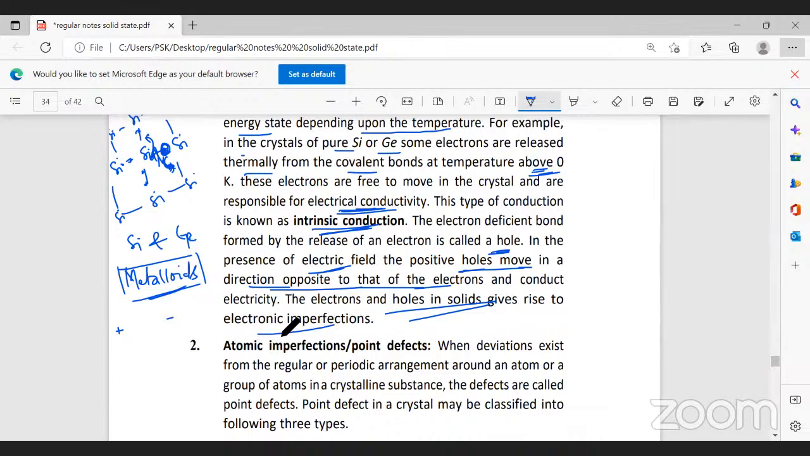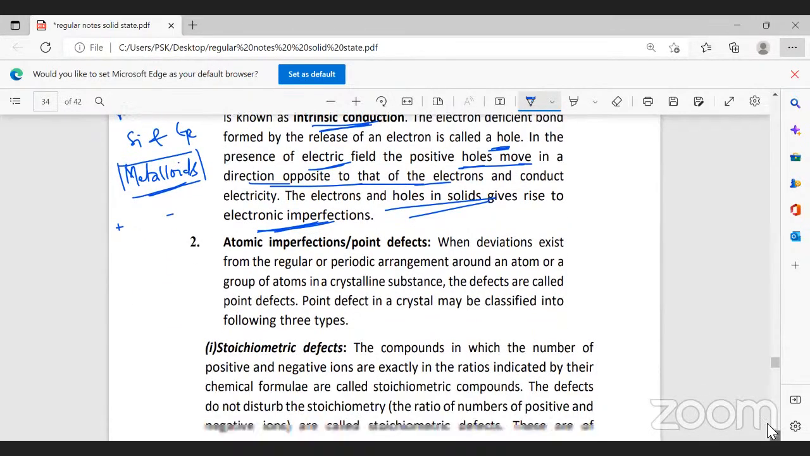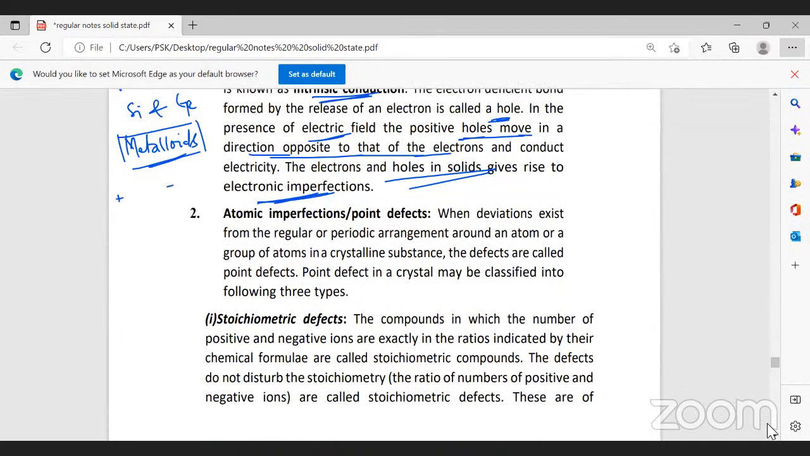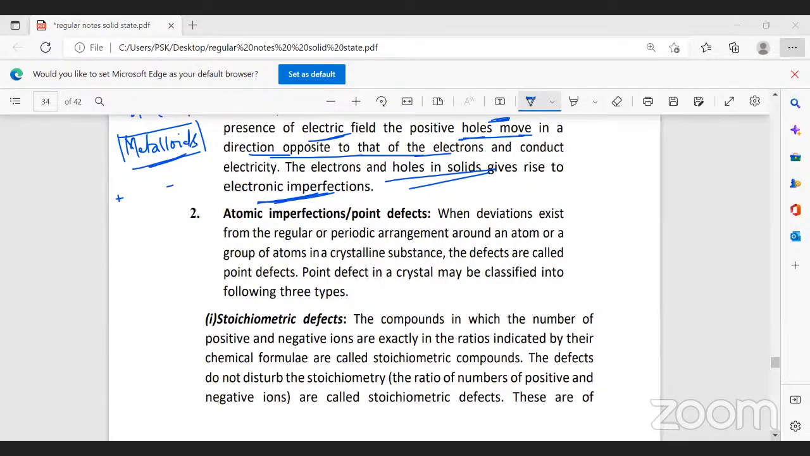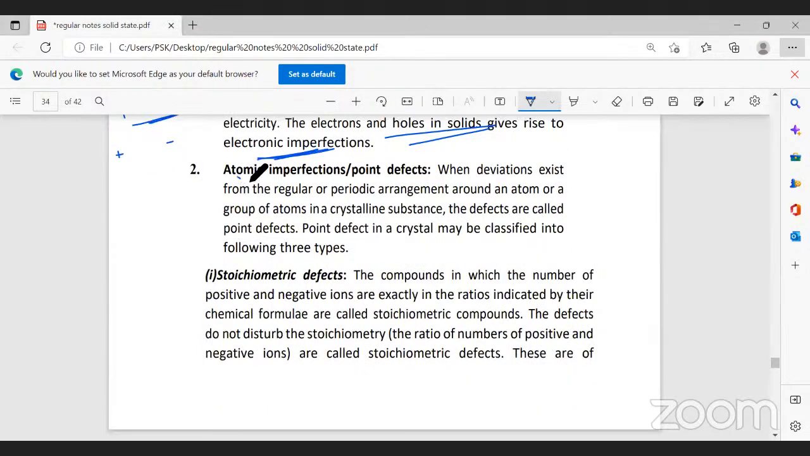Due to this, the solid gives rise to electronic imperfection. Is it clear? Simple. Did you understand, students? Yes, sir. Each and every one, there is a decrease in strength. Let's see atomic imperfections. These atomic imperfections are also called point defects.